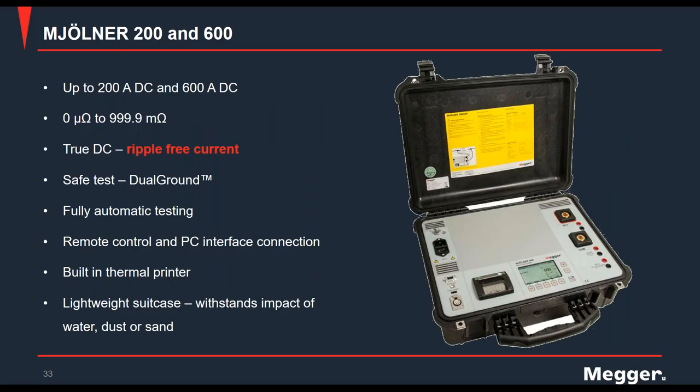Among the next products is our Mueller 200 and 600 series. So the Mueller 200 supports up to 200 amps DC and the 600 supports 600 amps DC. Their measurement ranges go from as low as 0.1 microohms to 999 milliohms. And these devices have true DC such that they have ripple-free current. So that's an ideal candidate for circuit breaker testing. As you can see, they can support dual ground testing. It's fully automatic. It can be remote controlled using your PC interface. It has a built-in thermal printer, and a lightweight suitcase that will withstand impact of water, dust, or sand.